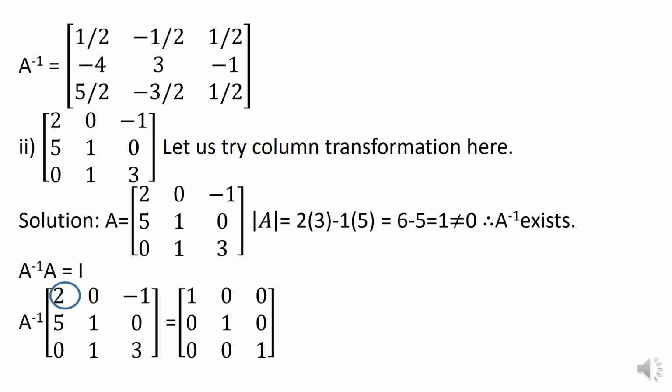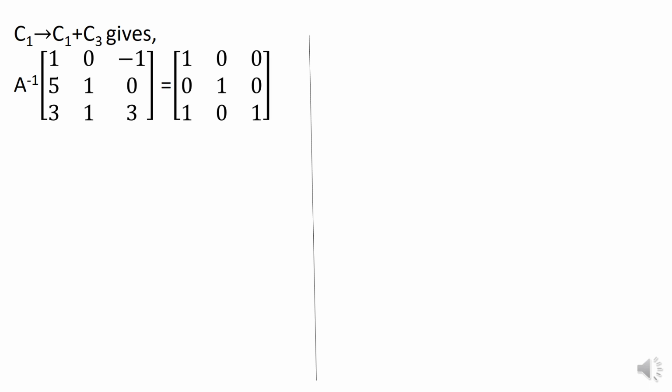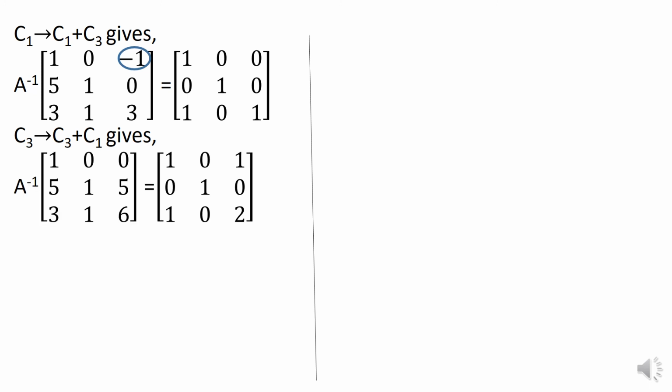Remember students, column transformation. Thus we write C1 as C1 plus C3. So C1 changes on the LHS and the RHS. Thus we get the matrices on the LHS and RHS. Next we observe that 0 is already present in the proper position. So we proceed to change minus 1 into 0 by doing C3 plus C1. C3 getting changed into C3 plus C1. Thus we get 0 in the proper position. Remember, C3 on both LHS and RHS got transformed.